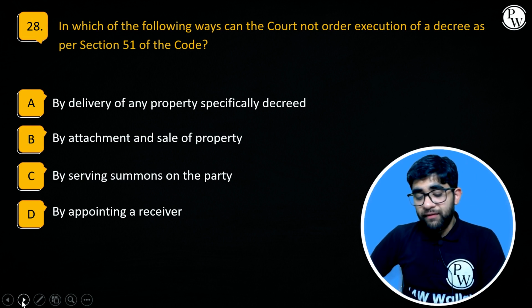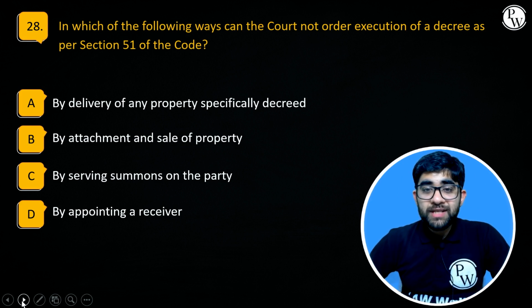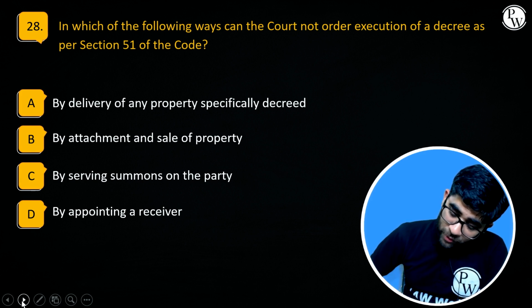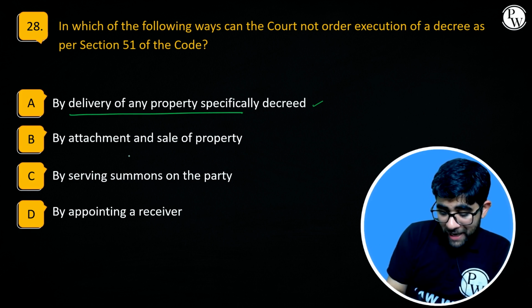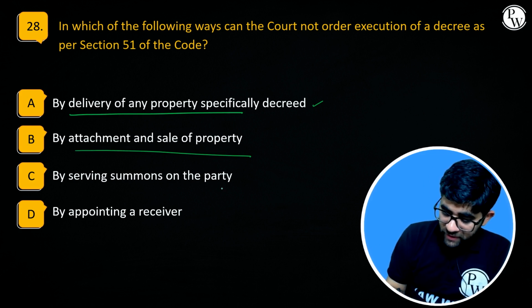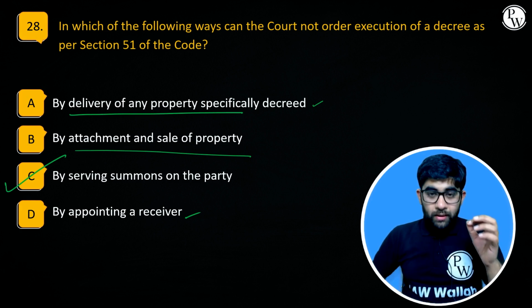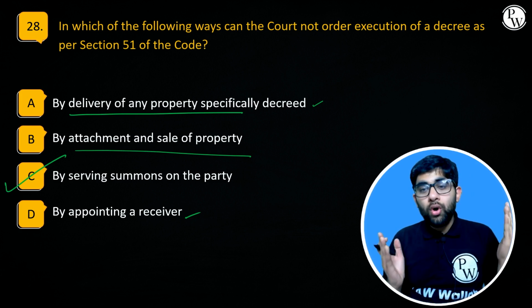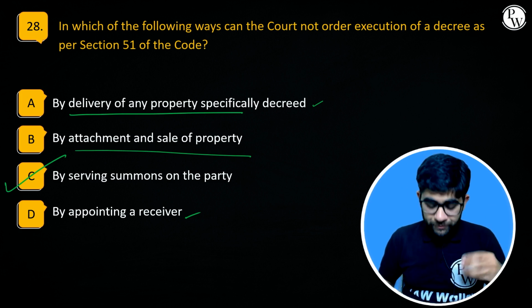Next, in which of the following ways can the court not order execution of a decree as per section 51 of the Code? By delivery of any property specifically decreed, yes, that is an option. By attachment and sale of property is an option. By serving summons on the party, by appointing a receiver, this is an option. See, the object of execution is to get the fruits and not to call the other party. So serving summons on the party is not an option.